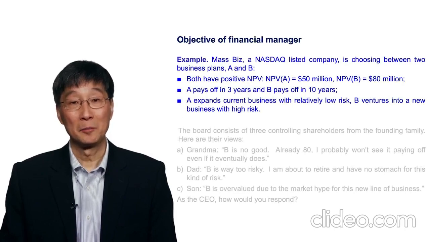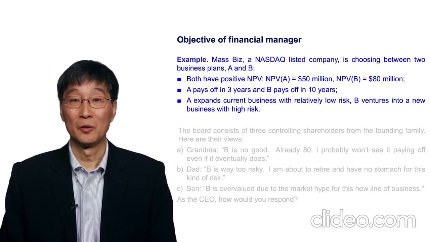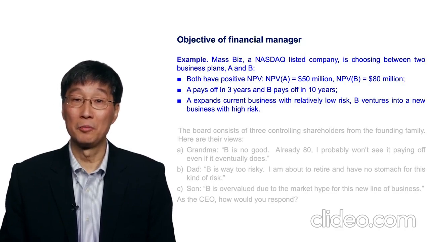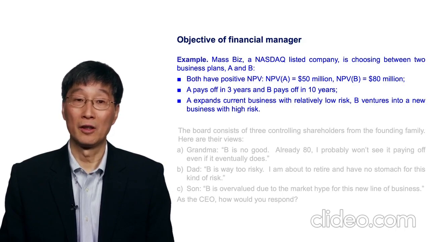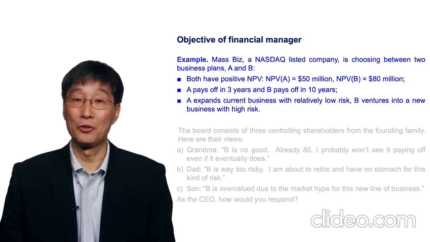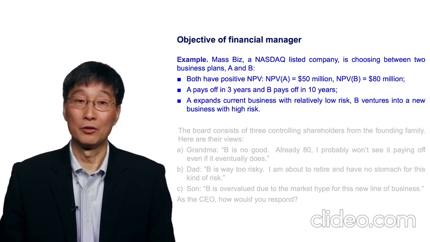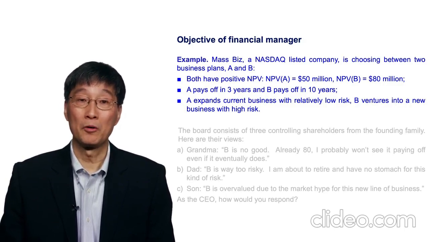To further illustrate these points, let's consider an example. Suppose that MassBiz is a company which is listed on NASDAQ. It is considering two business plans, A and B. They are mutually exclusive. That is, we can only choose one. We have the following information on these two plans. Both plans have positive NPV.